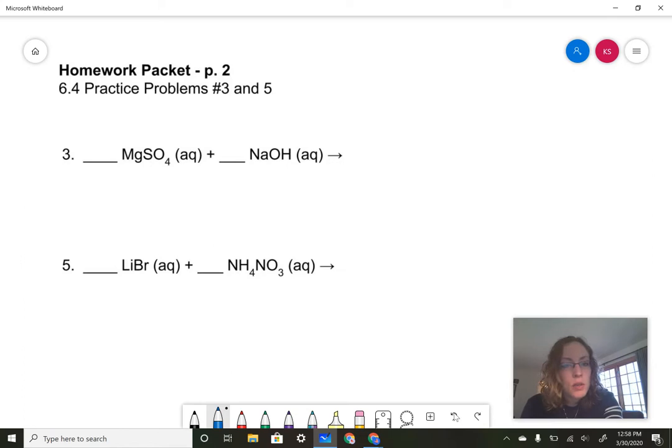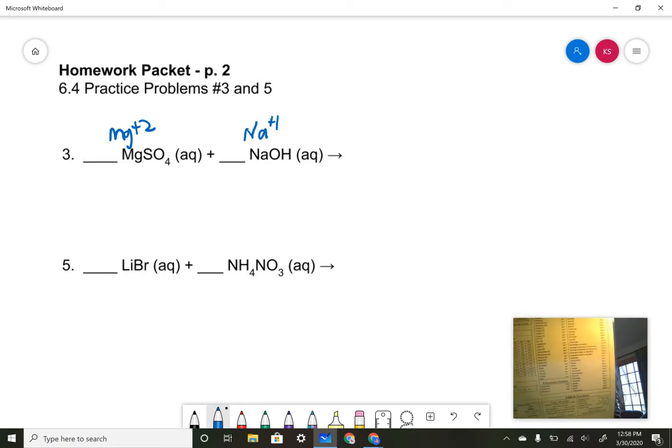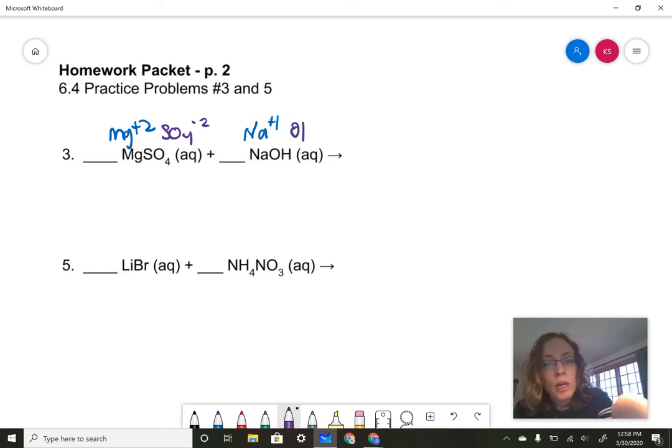Our first step is to write the charges of each ion. So I need my periodic table, which I have here. If I look on the front, I can find the charge for magnesium and sodium. So I like to write these just up above here like this. Magnesium's +2 and sodium is +1. And then to find sulfate and OH, which is hydroxide, I need to look on the back in my polyatomic ions chart. So SO4 is -2 and hydroxide is -1.